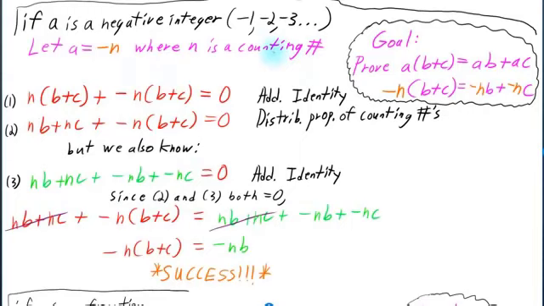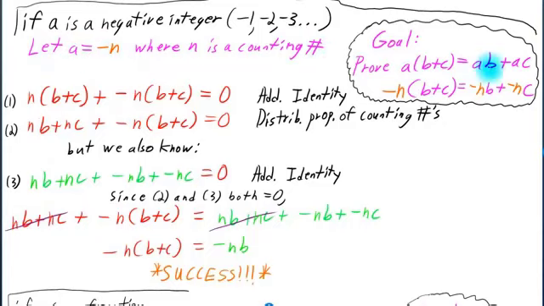Next, we'll prove the rule works when a is a negative integer. So negative 1, negative 2, negative 3, and so on. So our goal is to prove that even in this case, a times b plus c is equal to ab plus ac. We want a to be the negative of a counting number, so let's let a equal negative n, where n is a counting number. So then our goal becomes to prove negative n times b plus c is equal to negative n times b plus negative n times c.